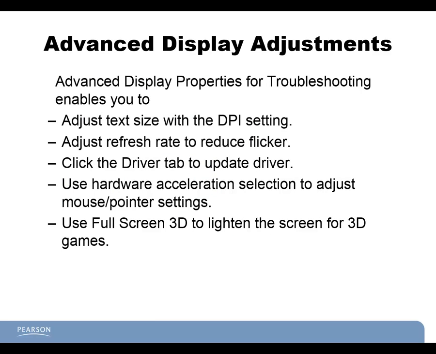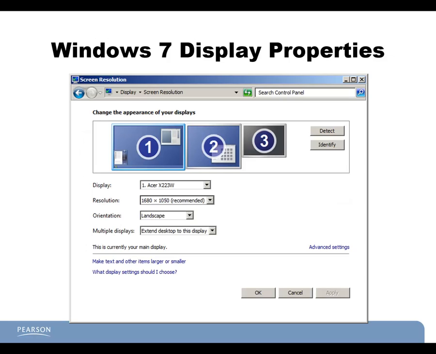So some of the advanced adjustments that you have: you can change the text size, you can adjust the refresh rate, you can use hardware acceleration to adjust the mouse and pointer settings, and you can use full screen 3D to lighten the screen for 3D games. Here they're showing the screen on 7. Notice this one's got 3 monitors. This is a whole lot like the screen you just saw on XP.